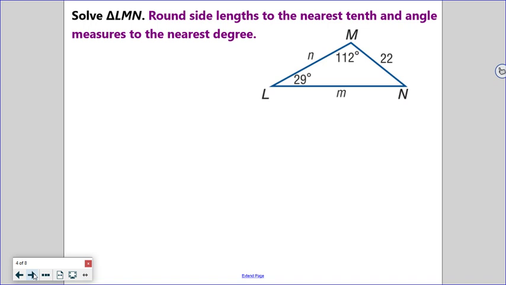Okay, so I'll give you a minute to copy down this example into your notes so you have a picture to go with your work. It says solve triangle LMN, which again means that we need to find all missing parts. We should have 3 answers at the end of it. Round side lengths to the nearest tenth and angles to the nearest degree. And guys, that's going to be our directions from here on out. Sides to the nearest tenth, angles to the nearest degree always.